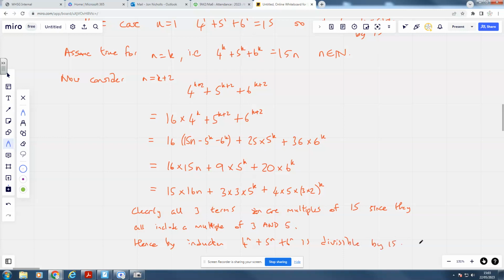Okay, maybe I should tighten up my inductive remarks then and say, we have shown it's true for n is 1, and if it's true for n is k, then it's true for n is k plus 2. Hence, by induction, it's true for all the odd integers. And yeah, then you should be fine. Hope that makes more sense.